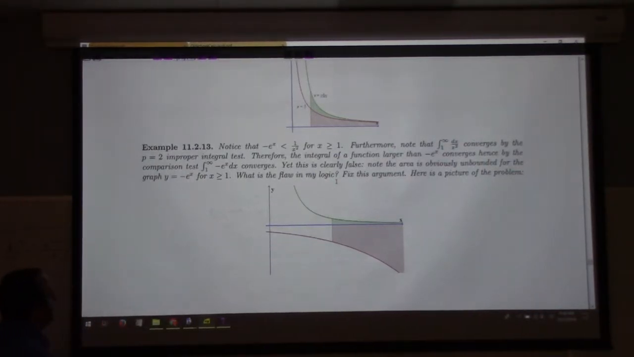So now, here's another one that was kind of the trouble with my first example. Is e to the x less than 1 over x squared?